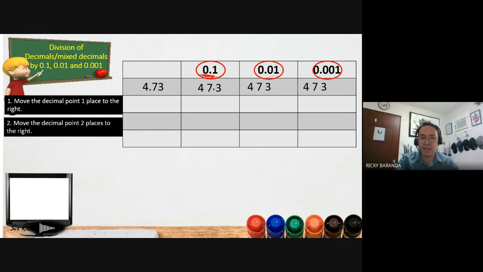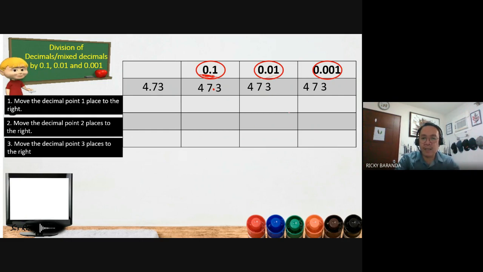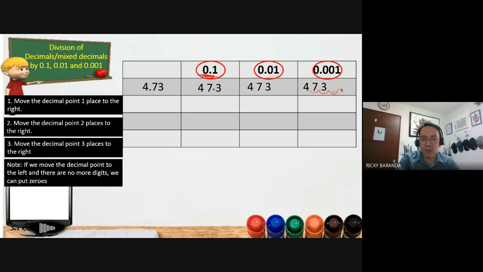So dito pag thousands, three decimal places. So 1, 2, 3. Mapupunta dito yung decimal point. Then since dito sabi din, note, if we move the decimal point to the left and there are no more digits, we can put 0. So dito pwede tayong maglagay ng 0. So magiging sagot natin dyan ay 4,730.